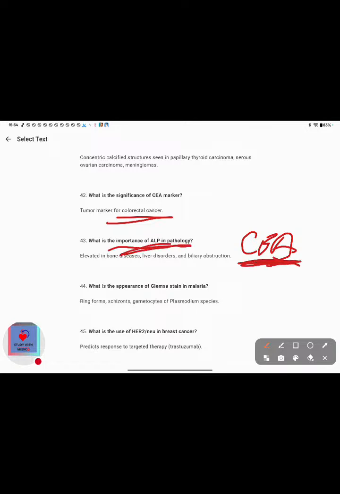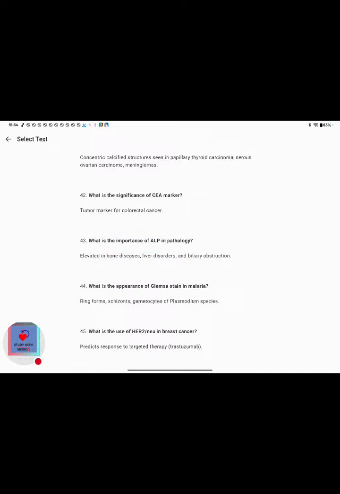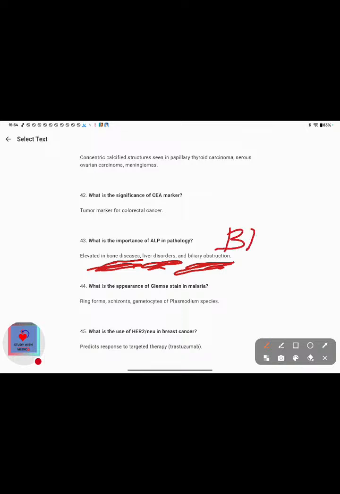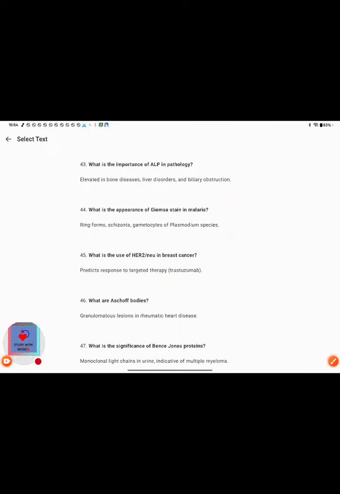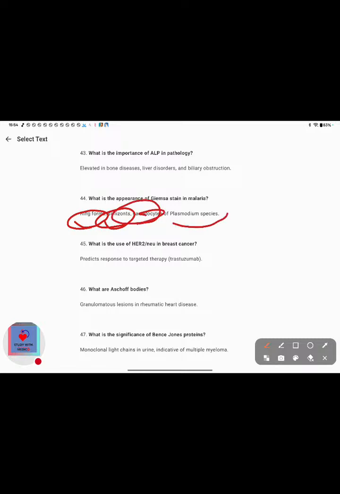What is the importance of ALP in pathology? Alkaline phosphatase is elevated in bone diseases, liver disorders, and biliary obstruction. So bone diseases, liver, and biliary obstruction. Gallbladder, biliary obstruction, ALP. What is the appearance of Giemsa stain in malaria? So you can see ring forms, schizonts, and gametocytes of Plasmodium species.